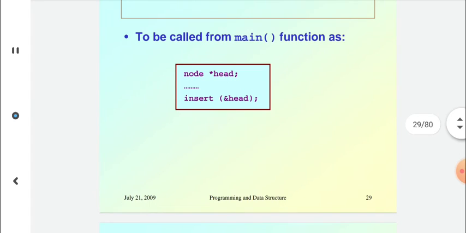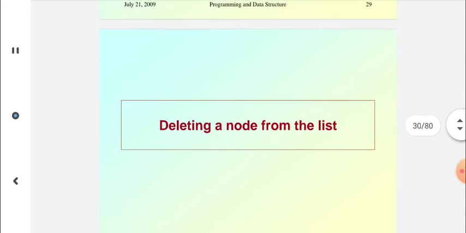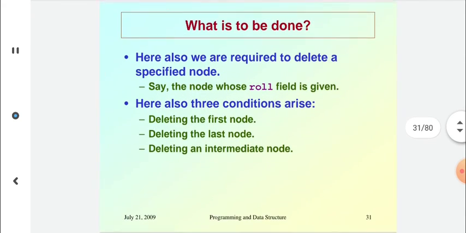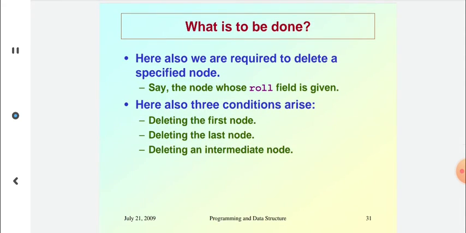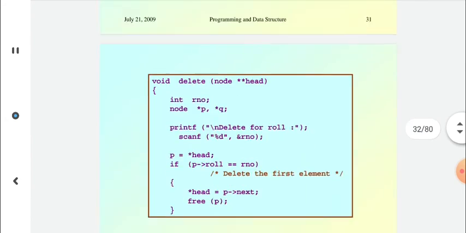So, how do you call? Insert, and then pass the reference of the head. As I am saying, head is a pointer, so you're passing the reference of the pointer. Deleting a node works the same way. You mention a roll number, which one you would like to delete. You may delete the first one, the last one, or an intermediate node.